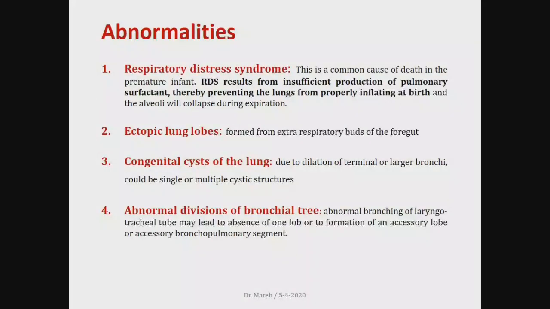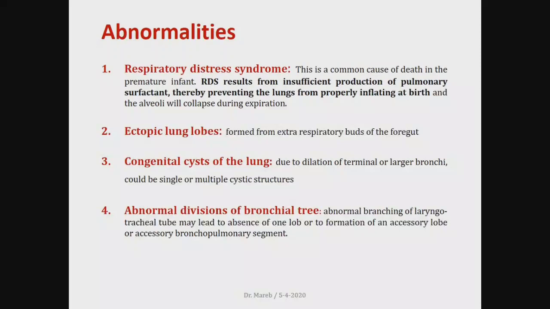Abnormalities of the respiratory system. The first abnormality is respiratory distress syndrome. This is a common abnormality. It can cause death in the premature infant. Respiratory distress syndrome results from insufficient production of surfactant by type 2 alveolar cells. When there is a deficiency of this substance, inflation of the lung will be difficult at birth, and the alveoli will collapse during expiration. Nowadays, surfactant material is synthesized and given to those premature babies. Also, they can give them glucocorticoids, and these two help the premature baby, and the mortality rate decreases.